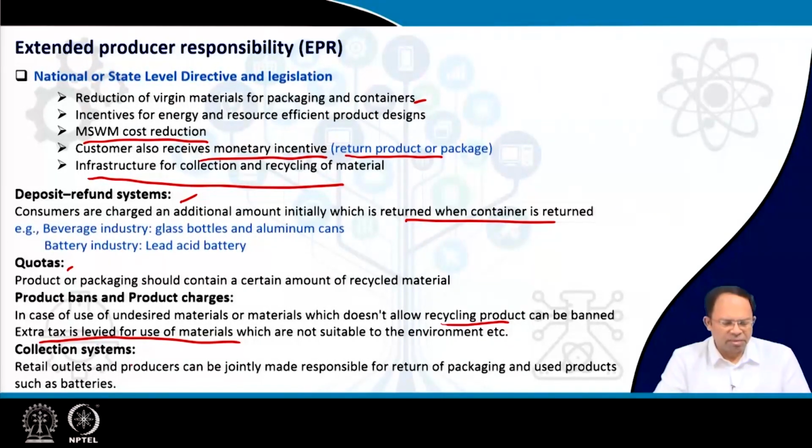Finally, there are collection systems through retail outlets, where producers can be jointly made responsible for return of packaging and used products such as batteries. That means we design a collection system where in the retail store itself, like when you go to buy in a supermarket, there may be a counter where you can also return batteries and the like, where the producer will directly take it from there, right? So this kind of collection system is adopted in many countries, and even in our country, many retail chains have adopted this kind of practice.